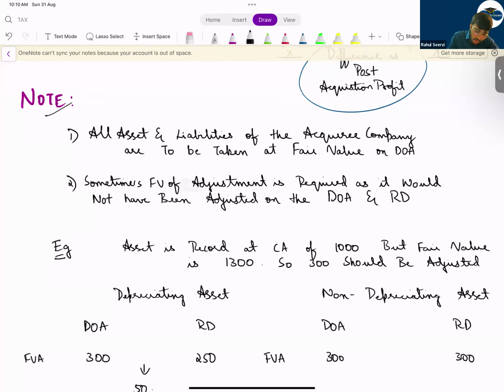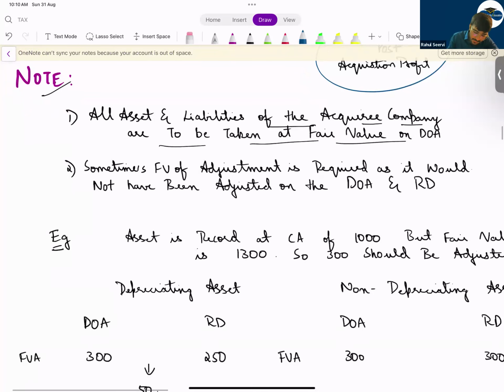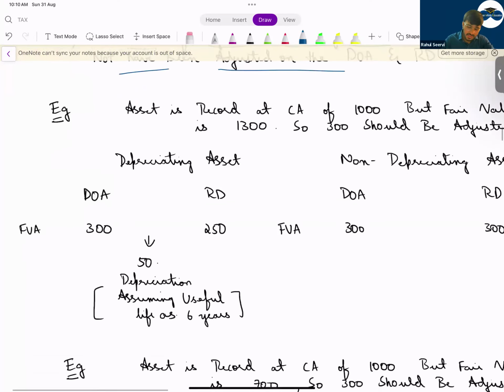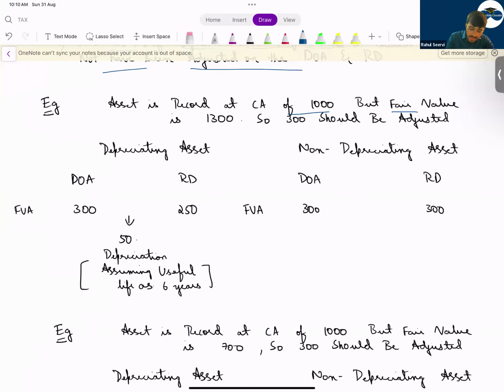So note, all assets and liabilities of the acquiree company are to be taken at fair value on the date of acquisition. Sometimes fair value adjustment is required as it would not have been adjusted on the date of acquisition and reporting it. Sometimes the company will forget to record it, so we have to do it. See here, the asset is recorded at a carrying amount of 1000, but fair value is 1300. So 300 should be adjusted.